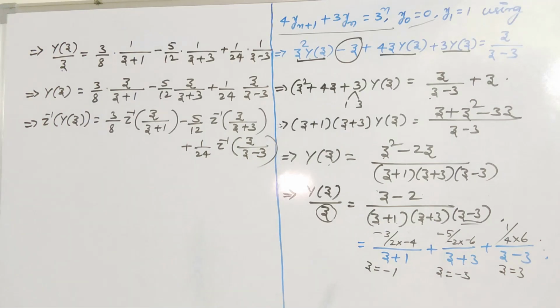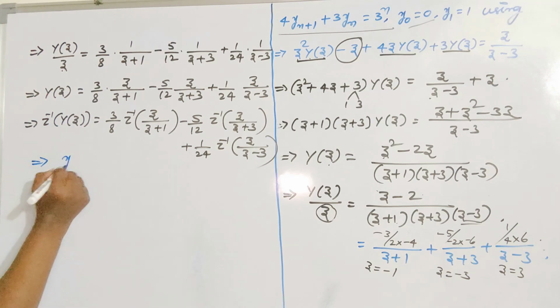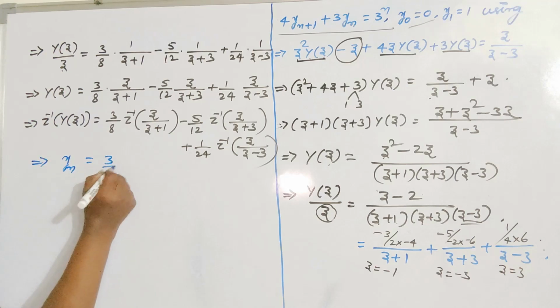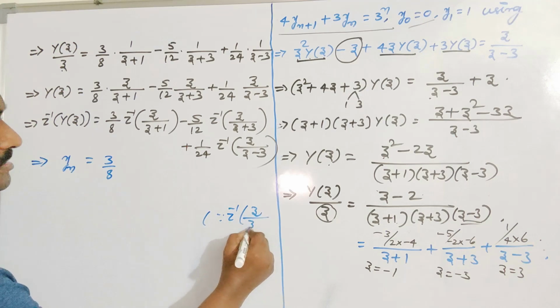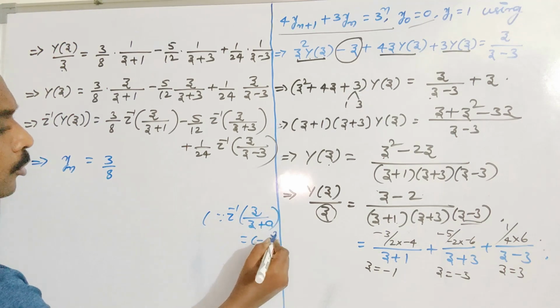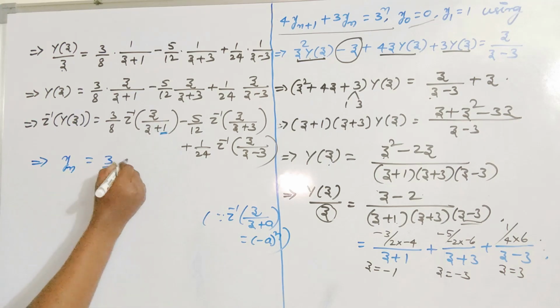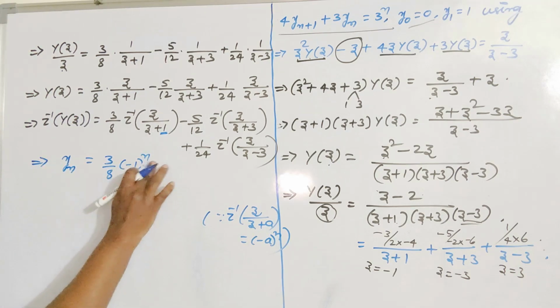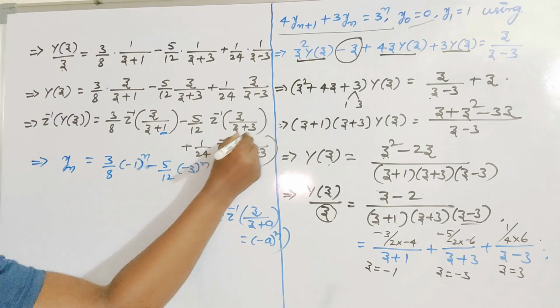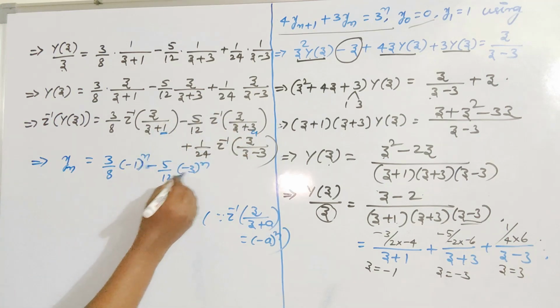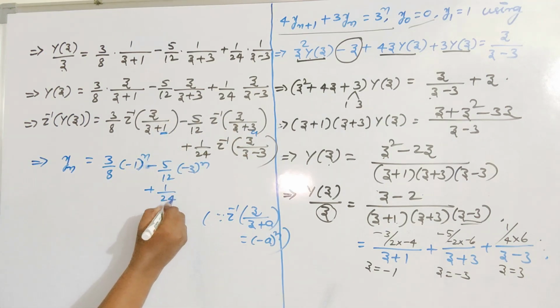Okay, we have to show the difference between capital Z and small z. This is the operator Z and this is the variable z. Don't forget it. Now what is Z inverse of Y of z? Z inverse of Y of z is nothing but yn. Okay, 3 by 8 into, what is the formula for this one? Z inverse of z by z plus a is minus a whole power n. According to this formula, we have minus 1 whole power n. The next term is negative: negative 5 by 12 into minus 3 whole power n. Same formula, here we have a is equal to 3. And the last one is 1 by 24 into 3 power n.